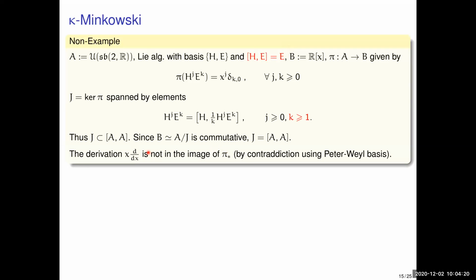You can prove this by contradiction by checking that the derivation x d/dx, the Euler vector field, is not in the image of pi star. So this is an example of a quotient algebra, again, which is not a submanifold algebra.